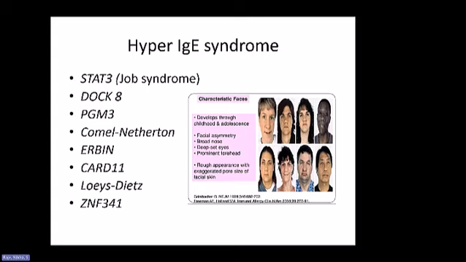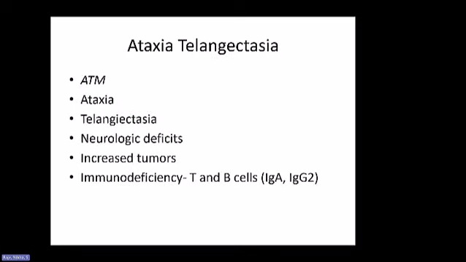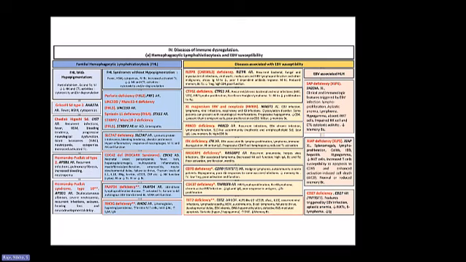Hyper IgM, we talked about some of these, don't need to go over that. This is the typical course and features that I was talking about. So keep that in your mind. Ataxia telangiectasia, we talked about that. All right, moving along from those two categories of combined immunodeficiency, this is the other category, immune dysregulation.